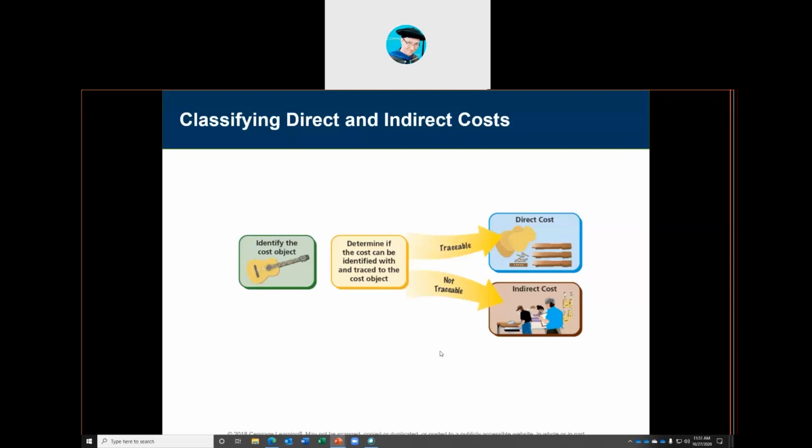Okay. How do we classify direct and indirect costs? We identify the cost object. In this case, it's the finished product. It's the guitar. Then we determine if the cost can be identified directly with the product or not. If it's traceable, we call it a direct cost, meaning can we trace the cost back to the finished product? That would include things like direct materials, direct labor, factory overhead. Things we cannot trace back to the finished product, we call not traceable, and those are indirect costs.